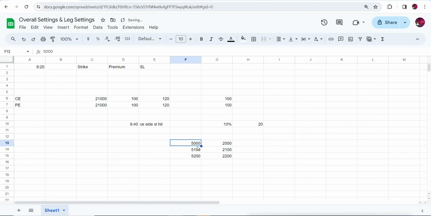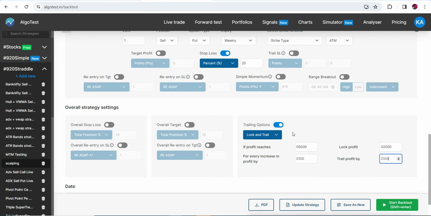Means for every 100 point increase in profit, it will also trail my locked profit. I have locked 2,000, it will also trail to 2,100, 2,200. That if the market reverses, it will exit at 2,200. So this is how we can use the lock and trail feature. For example, these days the market sometimes gives you good profit and then reverses and takes all your profit, so you can use this feature to lock your profit.